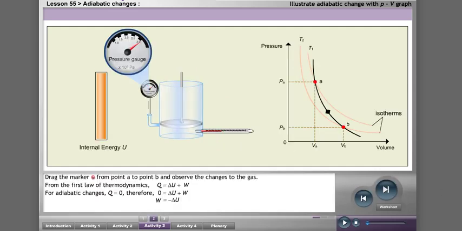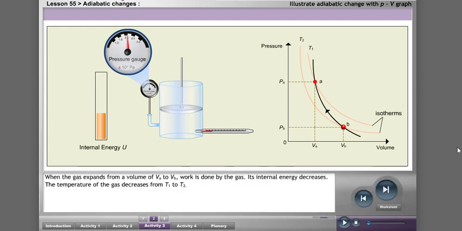Drag the marker from point A to point B and observe the changes to the gas. From the first law of thermodynamics, Q = ΔU + W. For adiabatic changes, Q = 0, therefore 0 = ΔU + W. Hence, W = -ΔU.